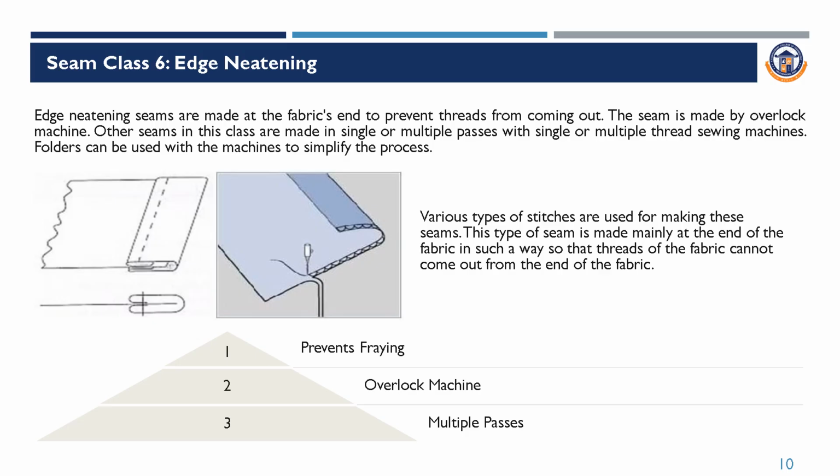Various types of stitches are used for making the seams. This type of seam is made mainly at the end of the fabric in such a way that the threads of the fabric cannot come out from the end of the fabric. To prevent fraying, an overlock machine is used, and multiple needle threads and looper threads are used to produce this kind of seam.